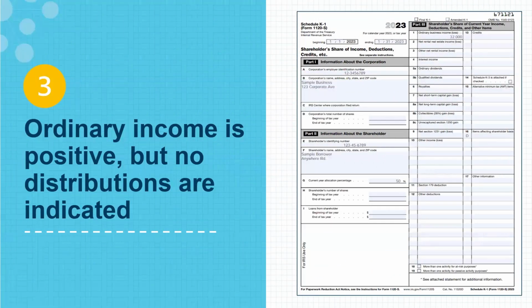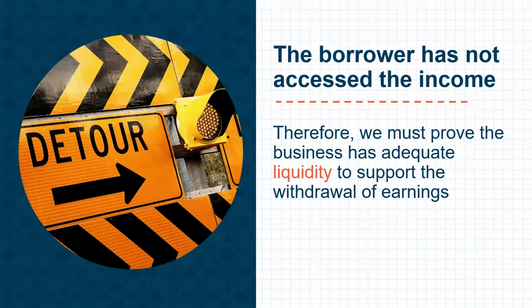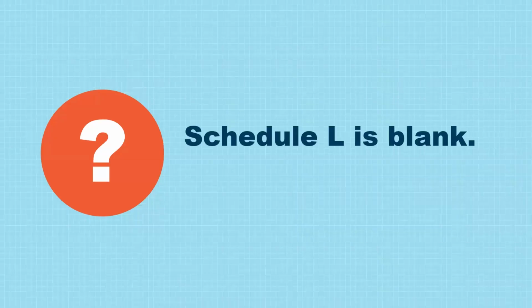In our next scenario number 3, the ordinary income is positive, but no distributions are indicated. Looking at box number 1 on the Schedule K-1, we see ordinary income of $32,000. However, box 16 shows no distributions, so we have a bit more work to do, as we have hit a detour. The K-1 has shown us that the borrower has not accessed the income, and therefore we must prove that the business has adequate liquidity to support the withdrawal of earnings. But when we turn to Schedule L to conduct the liquidity test, Schedule L is blank.